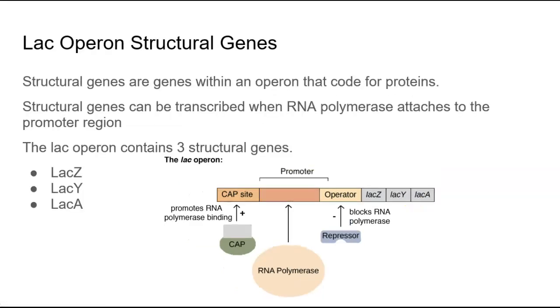So first, let's start by talking about the structural genes of the Lac Operon. These are the structural genes of the Lac Operon. We have the Lac Z, Lac Y, and Lac A. You should know what they code for and what the functions of those proteins are going to be. Again, these are called structural genes because this is the portion that gets transcribed into mRNA, which then gets translated into some sort of functional protein.